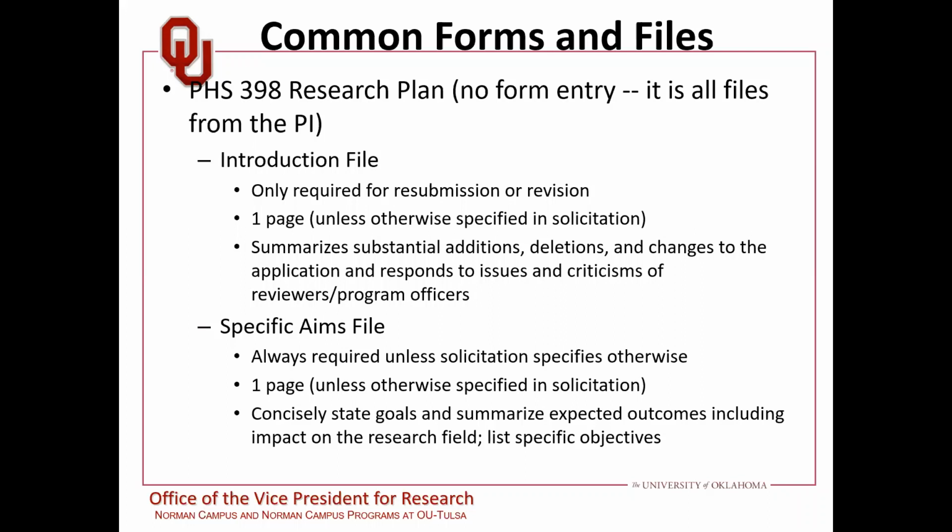Then the next file that you have is called the specific aims file. Almost all of the NIH solicitations will have a specific aims file. It's one page unless you're given instructions otherwise in the specific solicitation. And it's just a short statement of your goals, the specific outcomes that you're projecting, the impact on the research field, and a list of specific objectives.